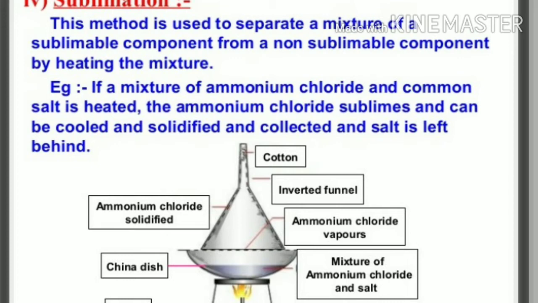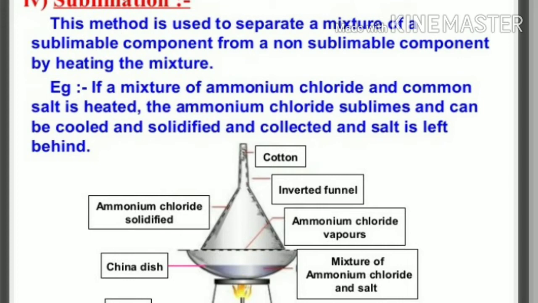Now let us understand the meaning of sublimation. So what is meant by sublimation? Here the solid will be converted into gas without coming to the stage of liquid. This is called sublimation. This method is used to separate a mixture of a sublimable component from a non-sublimable component by heating the mixture.